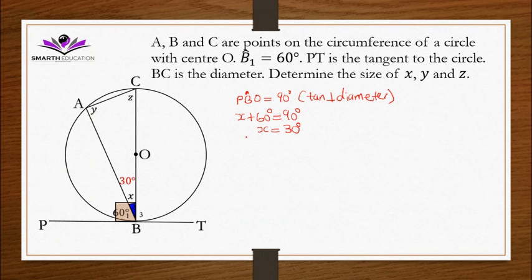What is the size of angle y? It is 90 degrees. Why is y 90 degrees? Because it is an angle in the semicircle. Is angle subtended by what? Subtended by diameter. You see, BC is diameter, so it's subtending that angle there.